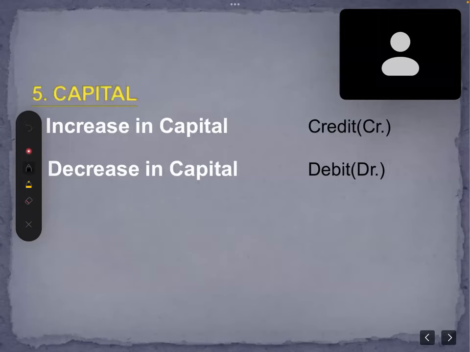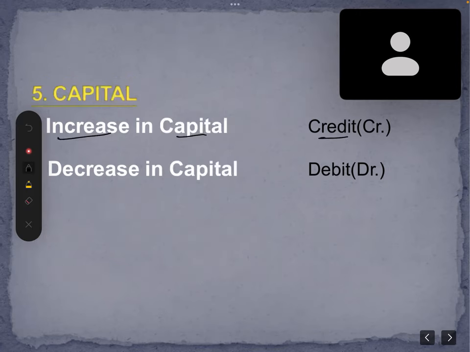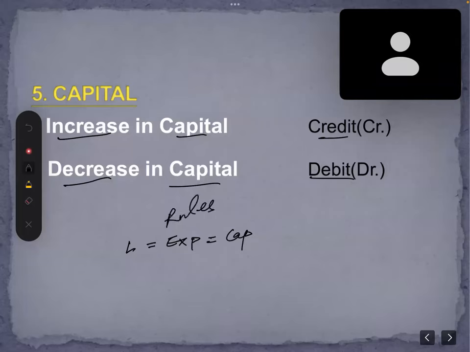See, if there is an increase in capital, we should credit it. Don't you think that it is exactly same as the liability account or the revenue account? So rule regarding the liability and revenue and capital are all same. Decrease in capital, we should debit it. Increase in capital, we should credit it. Tell me if this is clear, yes or no. I'm talking about the rules here. Rule of liability account, expense account, and the capital account all are same. All right, everyone. Is this clear? Yes or no?